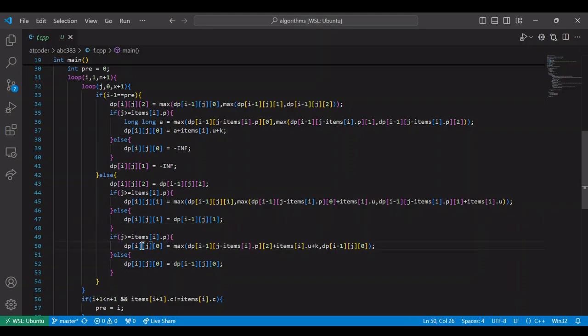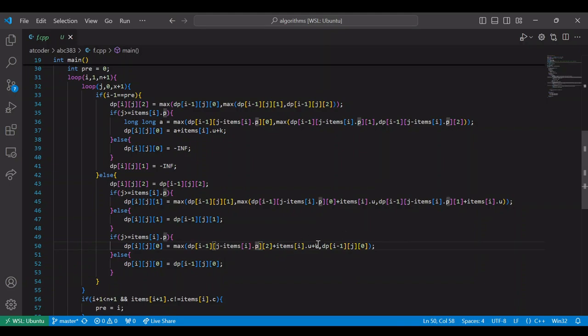And the DP will transition similarly to case 1 for dp[i][j][0]. We can also choose to choose the current item or not choose the current item. If we don't choose the current item, then it will just transition from dp[i-1][j][0], since it is the state when only one item is chosen. And if we choose an item, then we have to transition from dp[i-1][j minus the current price][2], since 2 represents when none of the items are chosen, and dp[i][j][0] is the state when only one item is chosen. So we must transition from the state when none of the items are chosen.